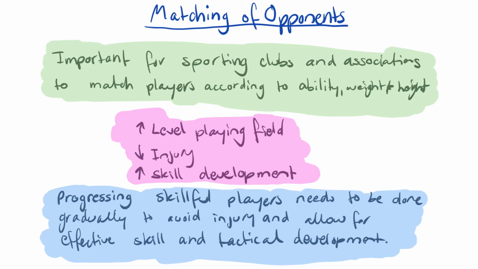Now, a concept of progressing skillful players is something that you see quite often. You might see, for example, an under-14s soccer player play up in the under-16s to try and increase their skill level, or to try and increase their opportunities for making representative teams, that sort of thing. But it's essential that when that happens, it needs to be done gradually to avoid injury and allow for effective skill and tactical development. If we allow players to progress too quickly through skill development phases, often they can miss key elements of learning that skill, and it's very difficult to try and change that habit later on.